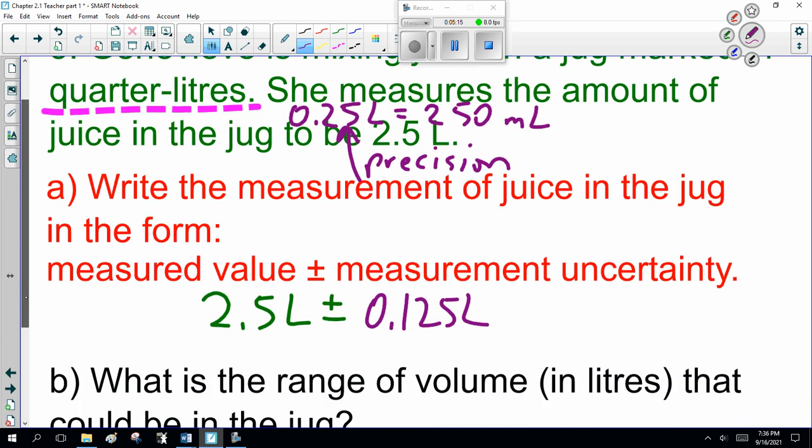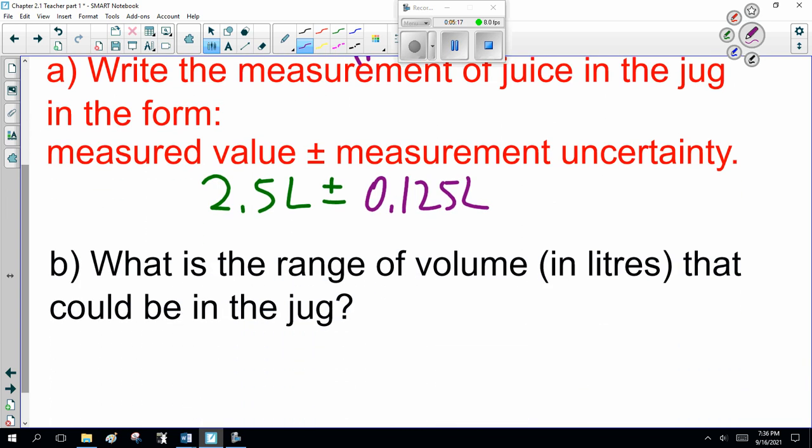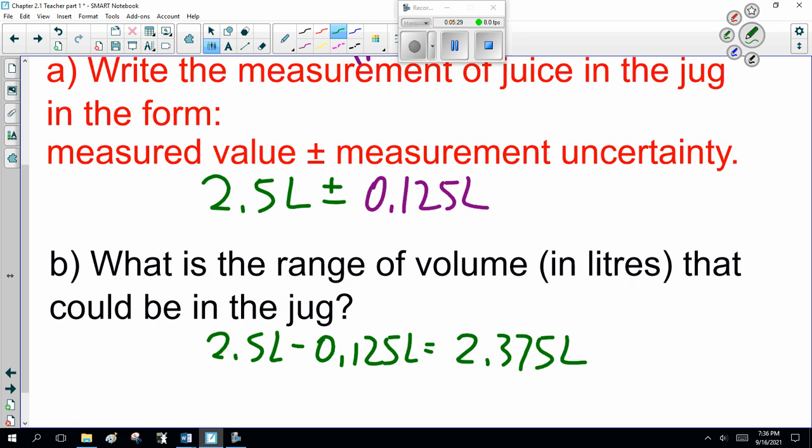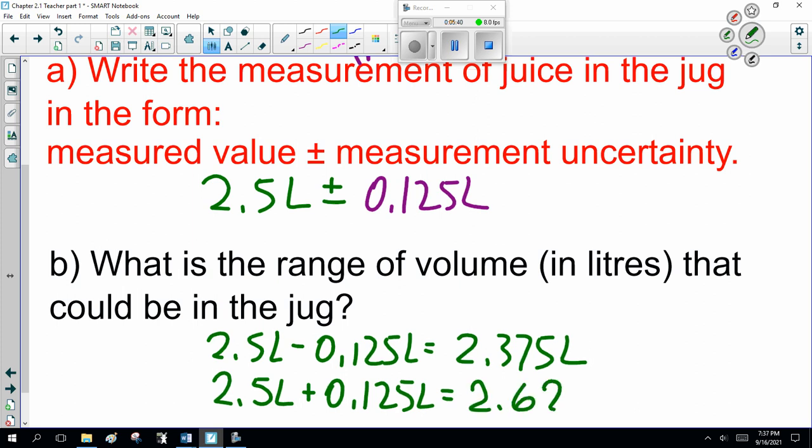So what's the range of volume that could be in the jug? Well, the smallest amount, 2.5 liters minus 0.125 liters, is 2.375 liters. The most, 2.5 liters plus 0.125 liters, 2.625 liters. Now, you're all going, who cares?